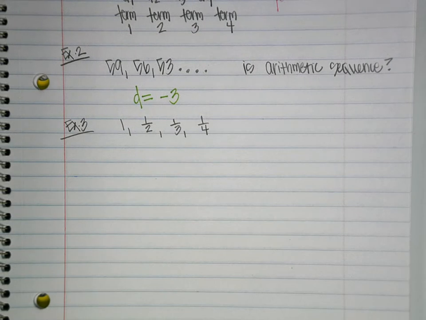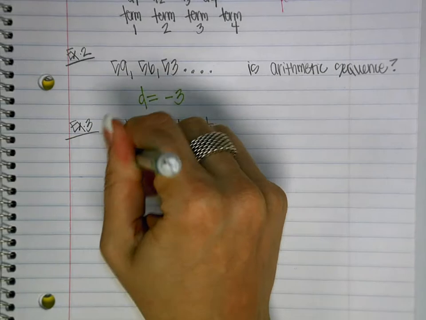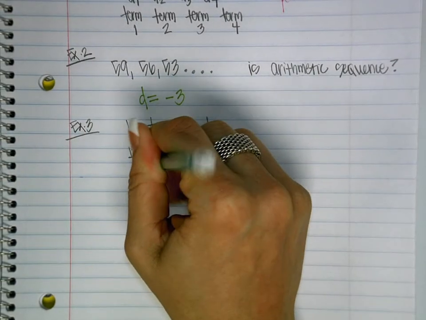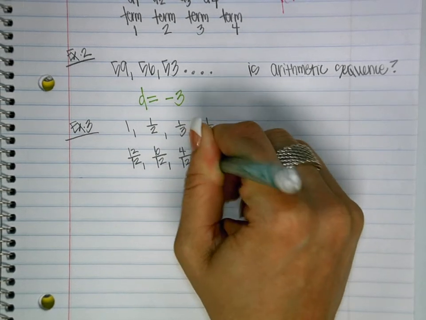Okay, my ears are plugged. I can't hear you guys. 12. Thank you. I couldn't hear. Okay, so this is 12 over 12. This is 6 over 12. That's 4 over 12. And 3 over 12.